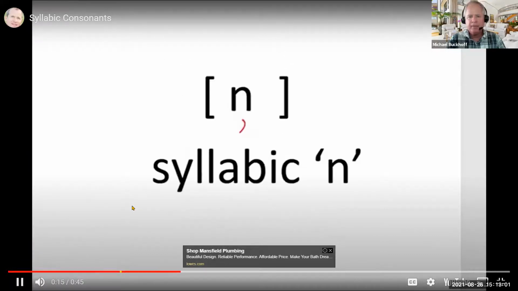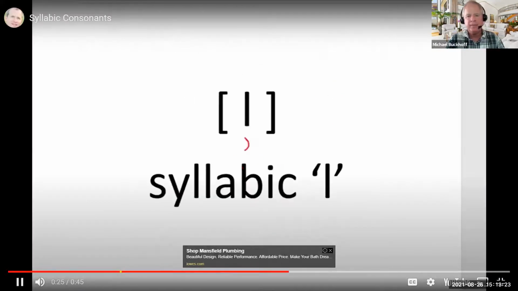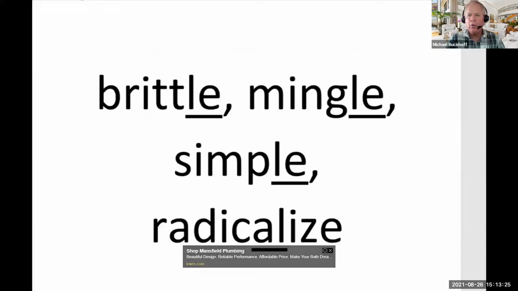Syllabic N: glutton, button, chicken, ransom, kittenish. Now throw this one out. That's my mistake. That goes in the previous category. And kitten, kittenish. So this one doesn't fit. Syllabic L: all, brittle, mingle, simple, radical, all.